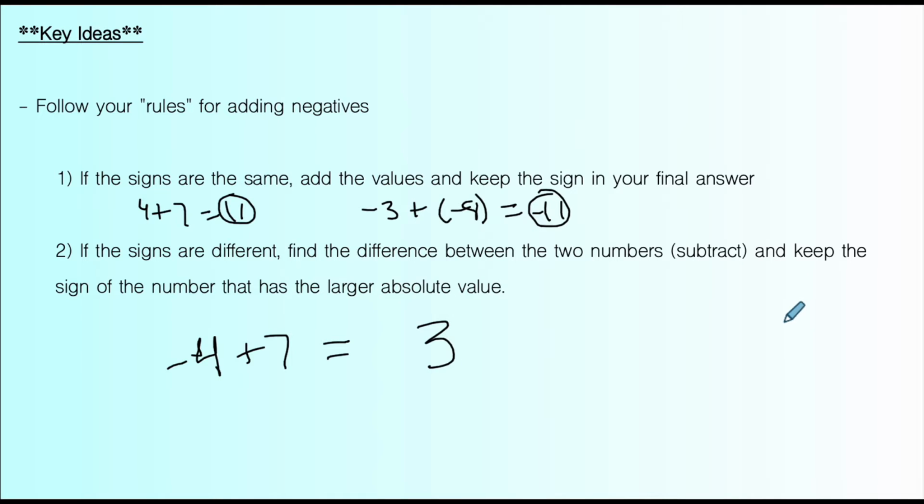And then in determining if it's a positive or negative final answer, you keep the sign of whichever number has a larger absolute value. In this little mini example, 7 is bigger and it's positive, so that means my final answer should be positive. If this was negative and this was positive, then since the 7's bigger and it's negative, your answer would be negative. All right, so let's just do 3 examples, and that's it for this mini lesson.